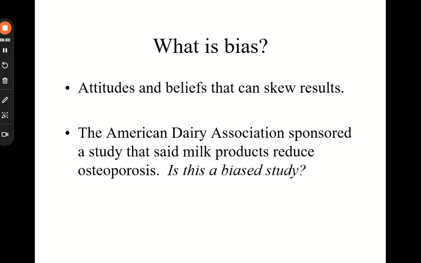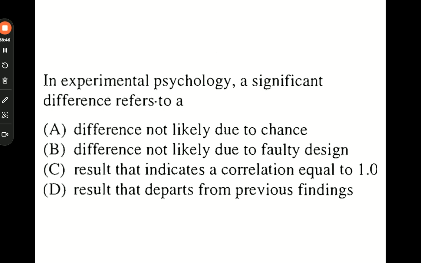Bias. You need to understand that research can be biased. If you get a study that says milk is really good for you, and then you find out that the American Dairy Association paid for that study, then that's bias. That's a problem. In experimental psychology, a significant difference refers to, the answer is, not due to chance. It is statistically significant, so it's not due to chance.